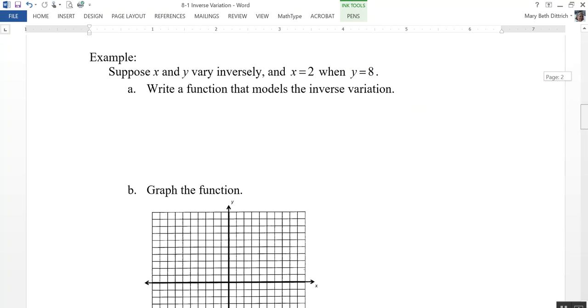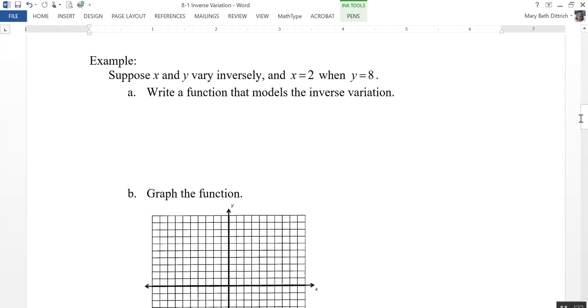Let's take a look at another example here. This one says, suppose x and y vary inversely, so I know that there's going to be an inverse relationship here, and x is equal to 2 when y equals 8. We need to write a function that models this inverse variation. So I'm going to start with xy equals k, and plugging in 2 for x and 8 for y, that gives me my k value of 16. So my function is xy equals 16, or solving that for y, y equals 16 over x. Actually, either of those will work fine.